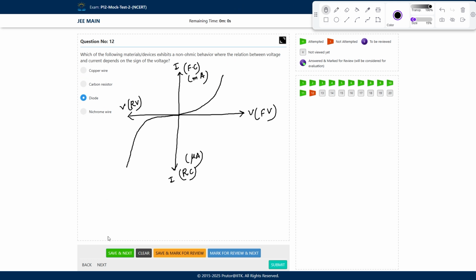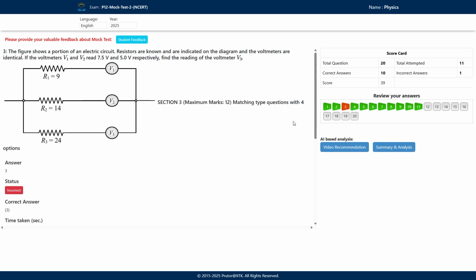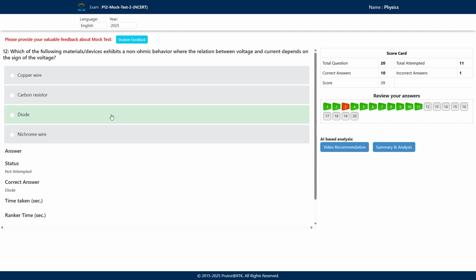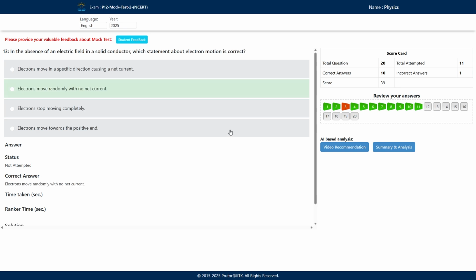So what is the correct option? Diode. Okay, you can see why this is the incorrect option, because we have written 3, so they are expecting braces also. Otherwise option is correct. 3 is the correct option. Now, we were discussing this question, so what is the correct option? Diode. Okay, so let's see next question.